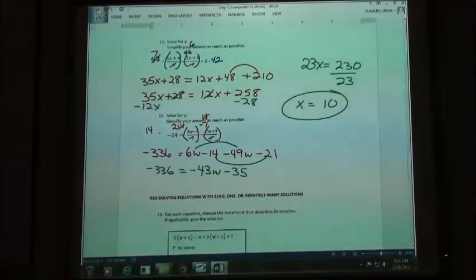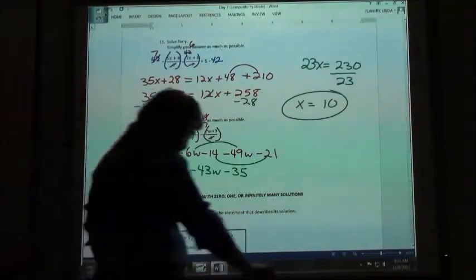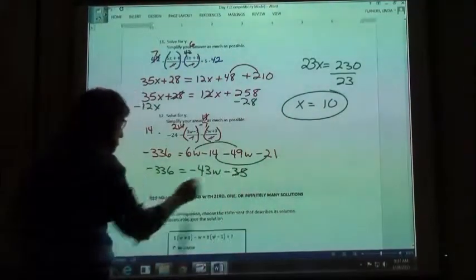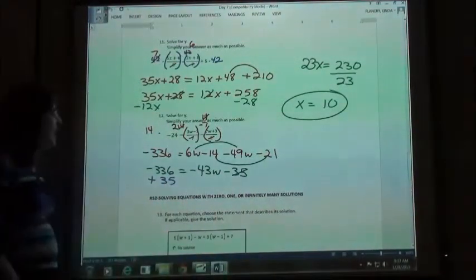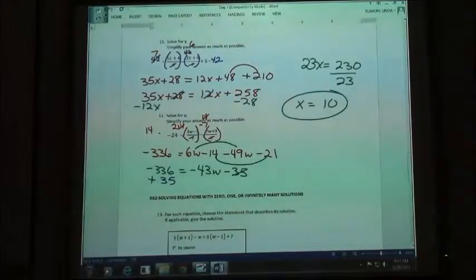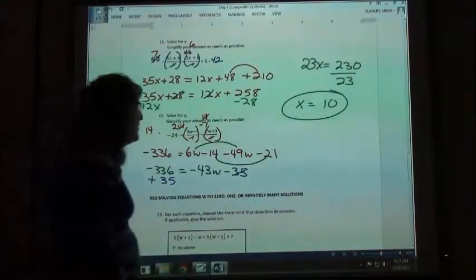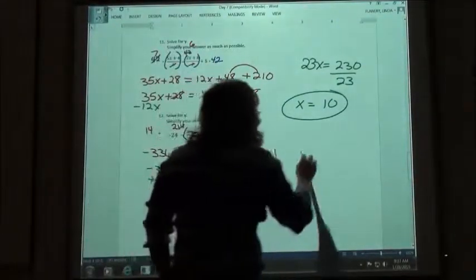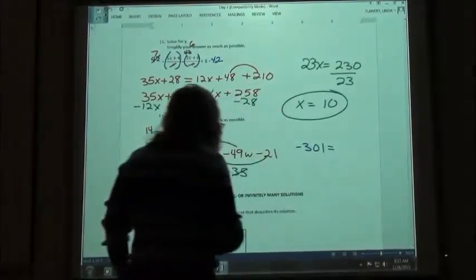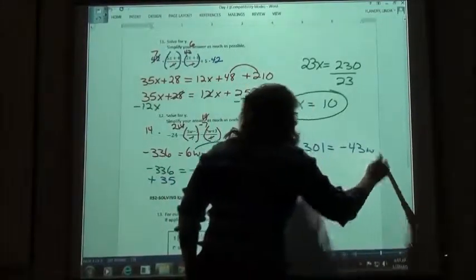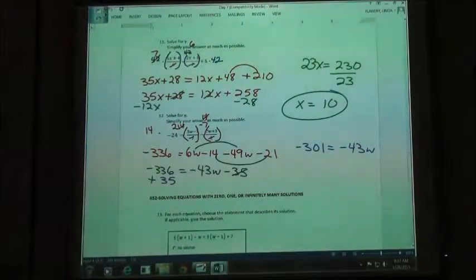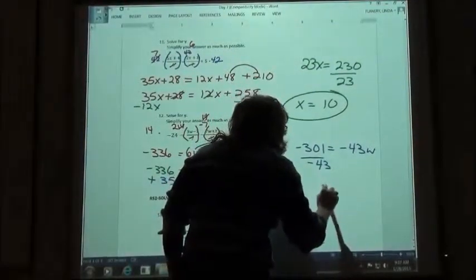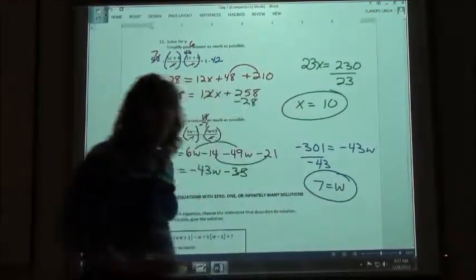I want to solve that for W. The next thing I probably want to do is add the 35. So if I take negative 336 and I add 35 to it, I end up with, what was that? Negative 301? Negative 301 equals negative 43W then. Hey, then I'm going to divide by negative 43 and we get positive 7. A nice whole number answer for W.